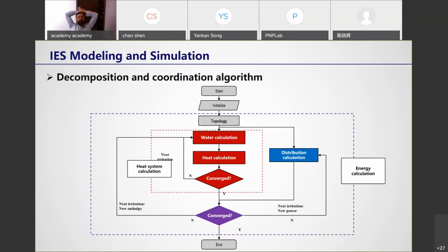Here is a simple version of the decomposition and coordination solver for the heat system and the power system. The two subsystems are solved alternately in each iteration. Finally, by solving the energy flow for different time instants, we get the energy flow for each snapshot, and we can estimate or evaluate the cost, the environmental performance, and the reliability of the IES.